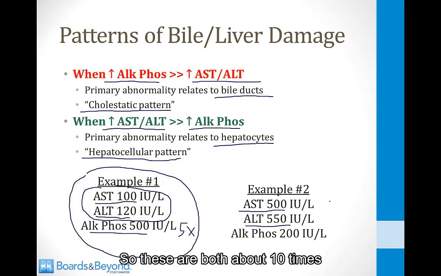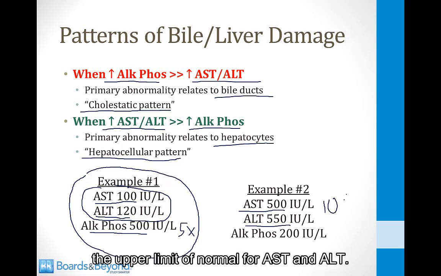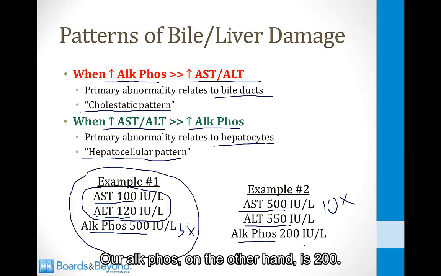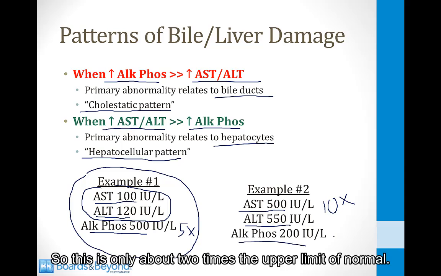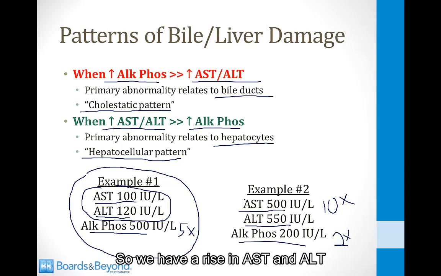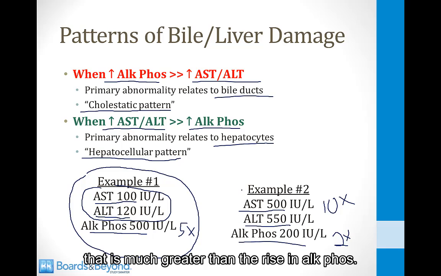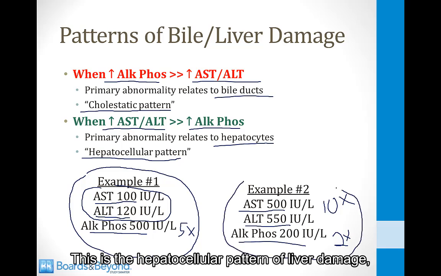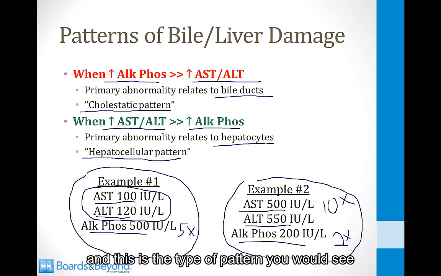So these are both about 10 times the upper limit of normal for AST and ALT. Our ALK-Phos, on the other hand, is 200, so this is only about 2 times the upper limit of normal. So we have a rise in AST and ALT that is much greater than the rise in ALK-Phos. This is the hepatocellular pattern of liver damage, and this is the type of pattern you would see in a patient who has a primary liver disorder.